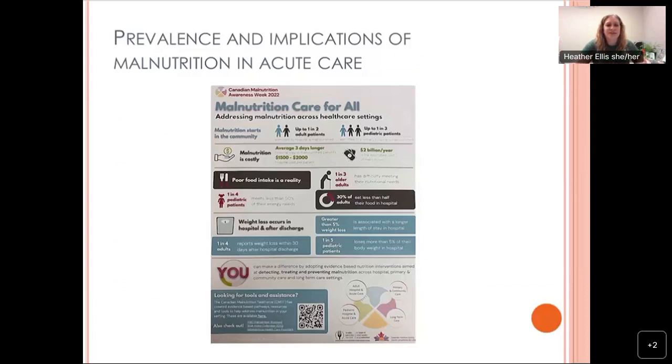Next, we go into the prevalence and implications of malnutrition in acute care. So here we have malnutrition care for all. As part of our Canadian Malnutrition Awareness Week of 2022, we have a poster here. And so this just explains the prevalence of malnutrition in hospital, as well as some of the things that occur in the hospital when it comes to weight loss, poor intake continuing in hospital when it was already happening outside in the community, as well as some factors that include cost of length of stay related to malnutrition.